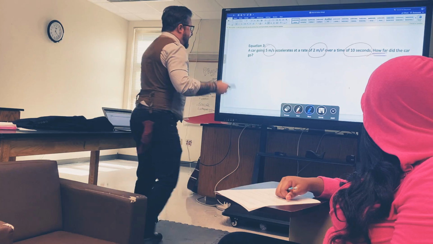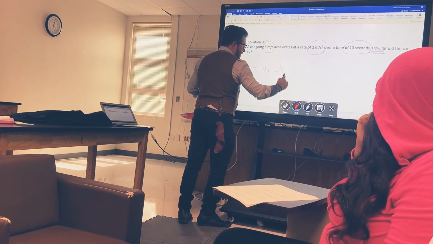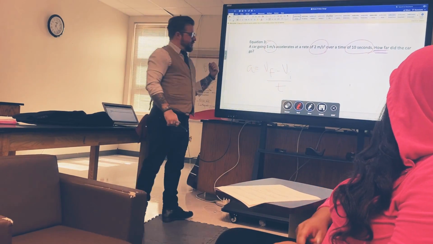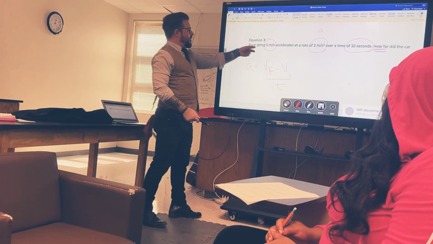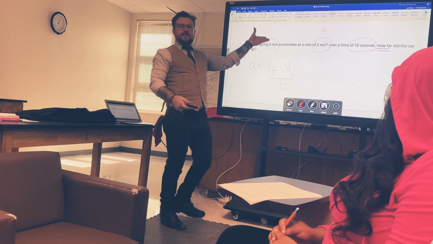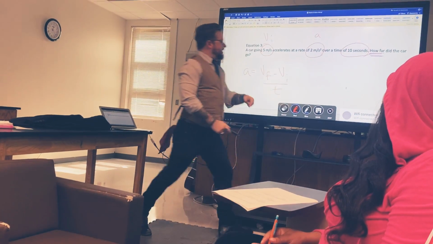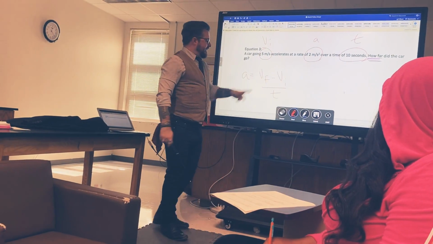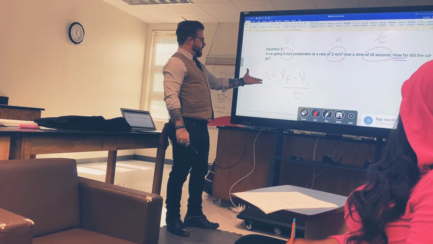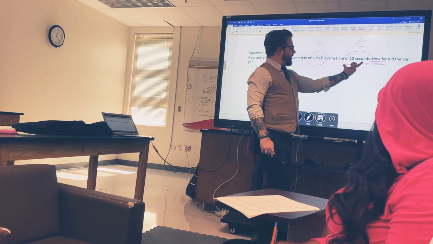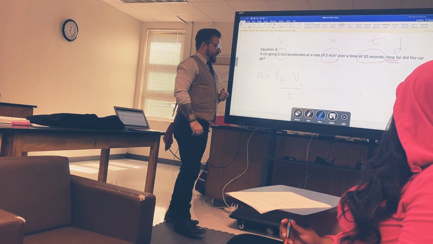Now, can I use this equation? Acceleration is final velocity minus initial velocity over time. Can I use this? Do I have acceleration? Yeah, there's acceleration. A car going 5 meters a second, that's my initial velocity. Time, t. Yeah, I got it. Can I use this? What am I looking for? You're looking for the final. I'm looking for the distance, bro. Can I use this? I can't.